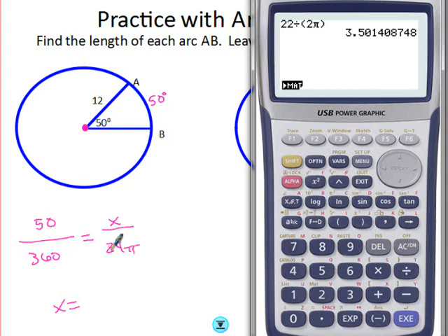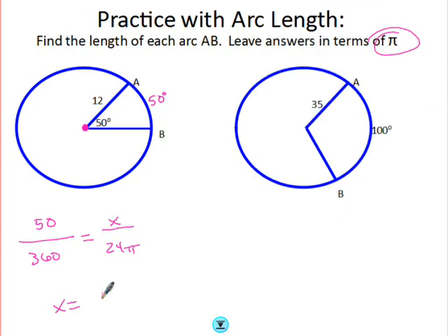Now all I have to do is multiply the two things I know, 50 times 24, and divide by what's left. And I get 3 1/3 pi. Okay? Or 10/3 pi. That's it. That's all you got to do. I know, right? Let's take a look at another one.